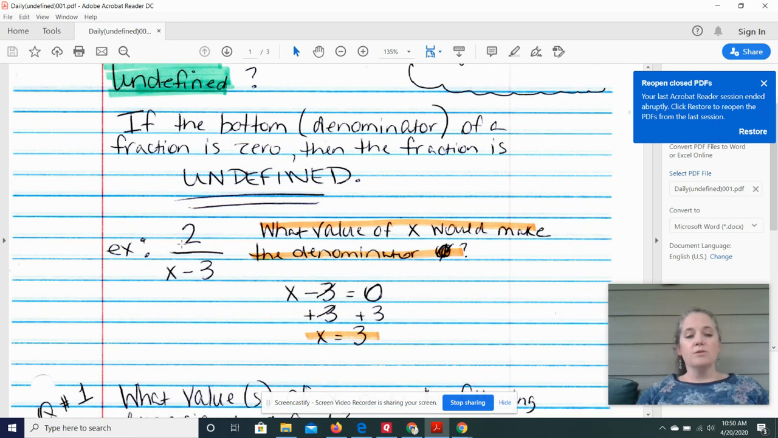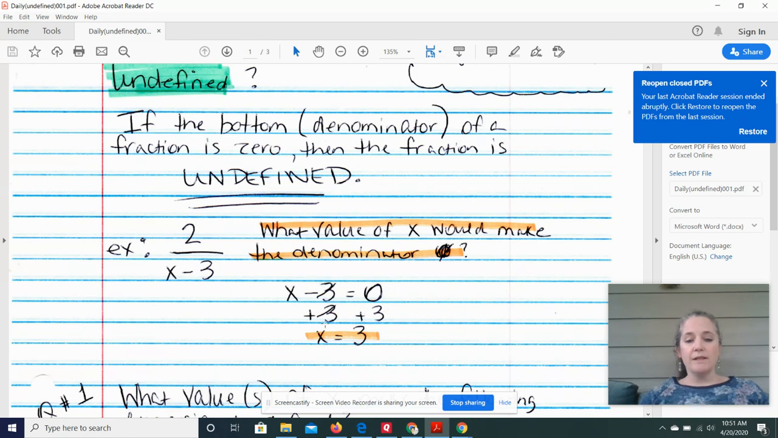So all you do is you take what's in the denominator, in a case like this, and set it equal to 0, because whatever's down here has to equal 0. X minus 3 has to equal 0. So what value of x would make that equal 0? You solve it just like we solve equations. To get rid of minus 3, you do the opposite, which is plus 3. If you do it to one side, you do it to the other side to keep it balanced.